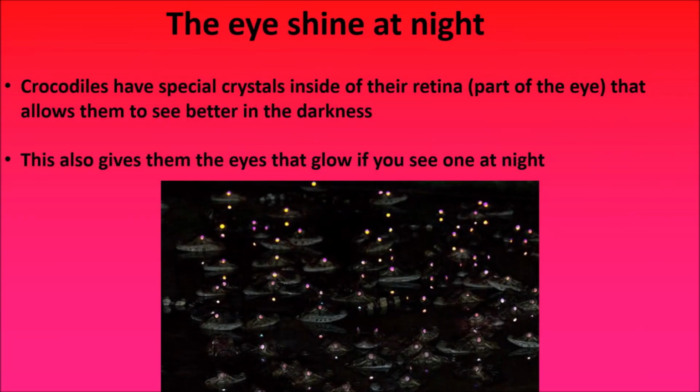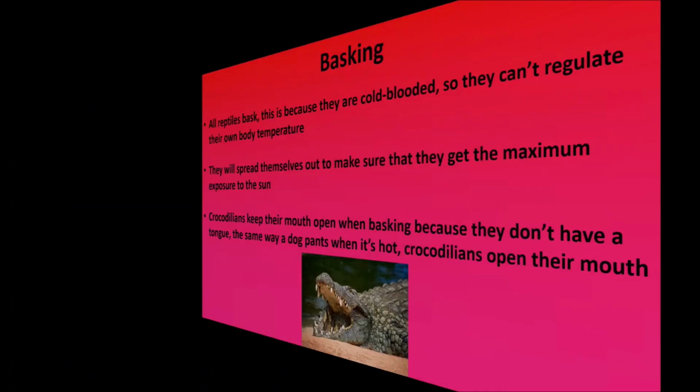Next we have the iconic eye shine at night. And this happens because of special crystals inside of the retina, which is a part of the eye, that allow them to see better in the darkness. This also has the side effect of the eye glow that we see at night.